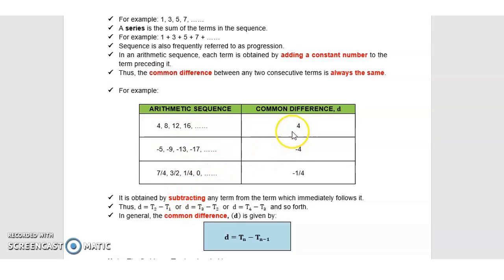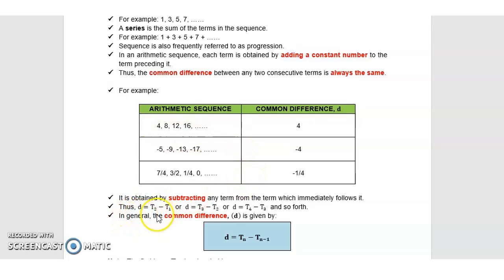How do we get 4? 8 minus 4, we get 4. 12 minus 8, we get 4. 16 minus 12, also we get 4. So that is what is meant by the common difference between any two consecutive terms being always the same. So the value of D must be the same throughout the sequence.